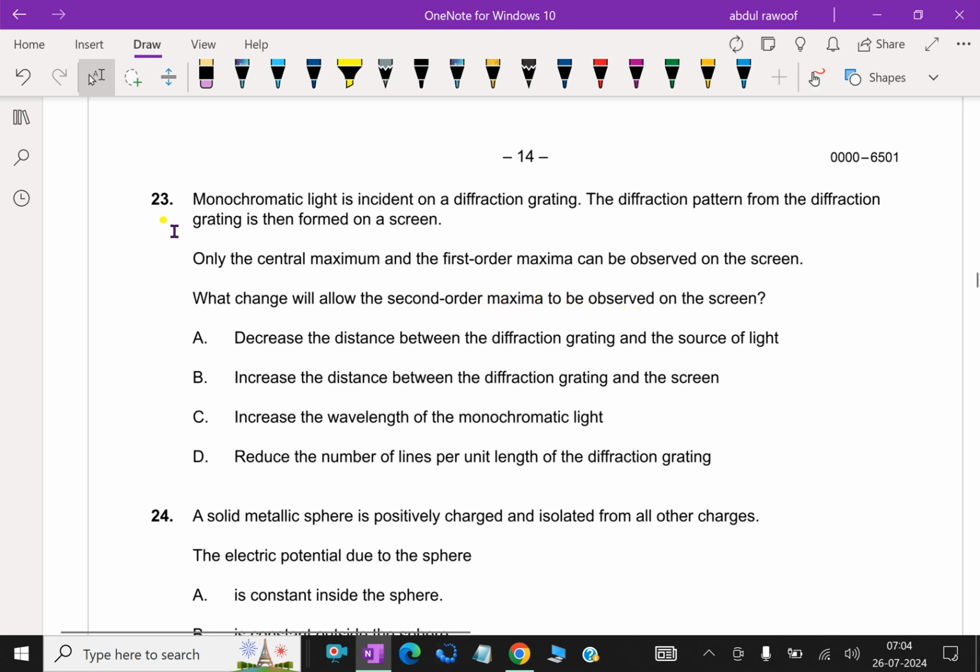You have to make a slit adjustment. For that, reduce the number of lines per unit length of the diffraction grating. That change will allow the second order maximum to be observed on the screen: reduce the number of lines per unit length of the diffraction grating.